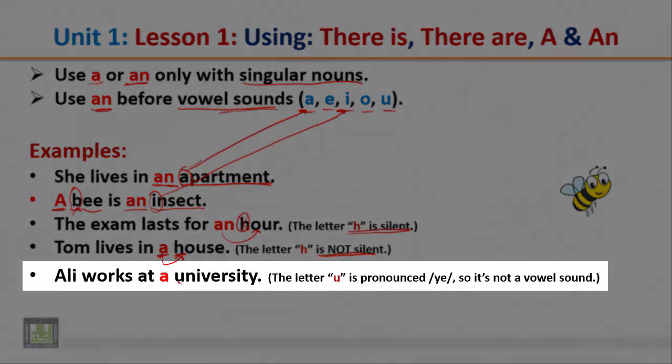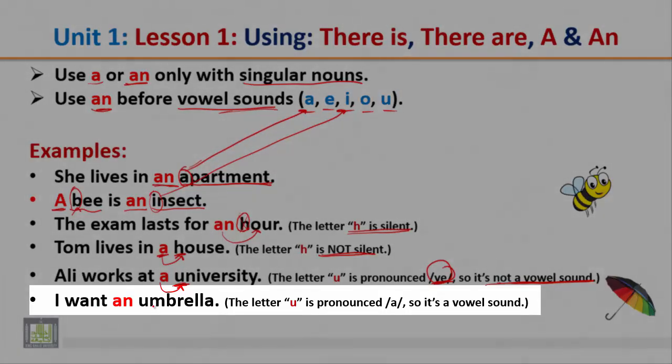Ali works at a university. Notice that this letter here is pronounced yuh, and yuh is not a vowel sound. A university. Again, the letter U here is pronounced yuh, and the yuh is not a vowel sound. So we use a before the word university.